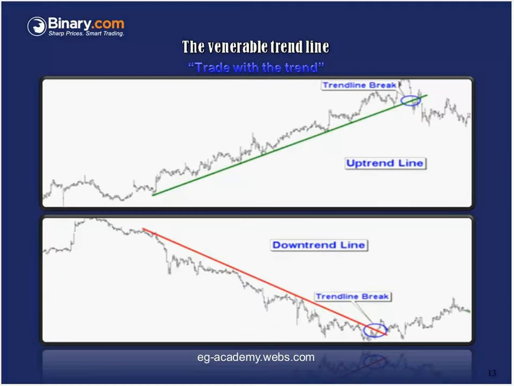A trend line is a straight line that connects two or more low or high price points and then extends into the future to act as a line of support or resistance. The first two points establish the trend line while additional points validate it.